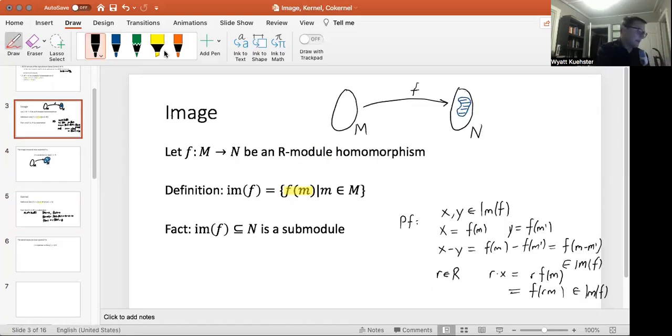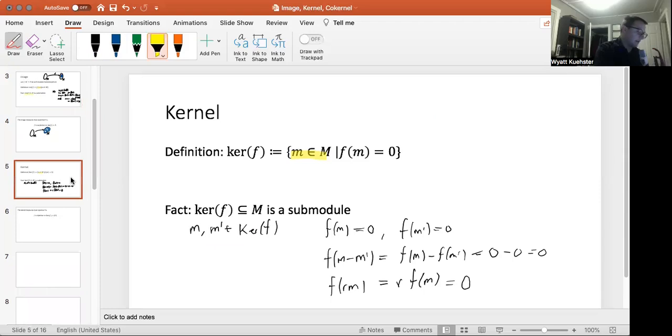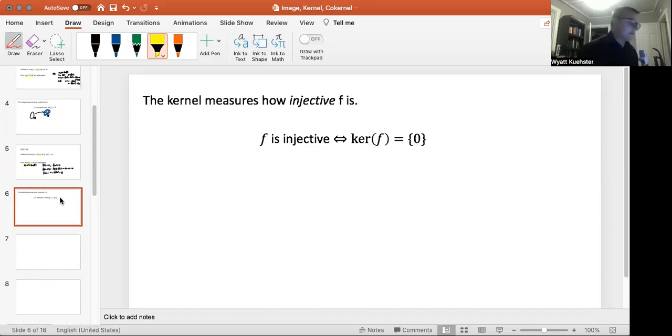So we have that the image is a subset of the codomain, and in fact, it's a submodule of the codomain. And the kernel is a submodule of the domain. Now, the kernel measures how injective f is. So f is injective if and only if the kernel of f equals 0. That's not a completely obvious fact, so let's prove it really fast.